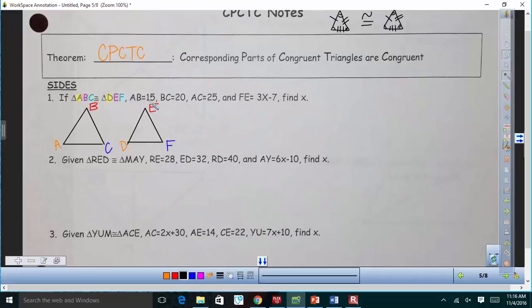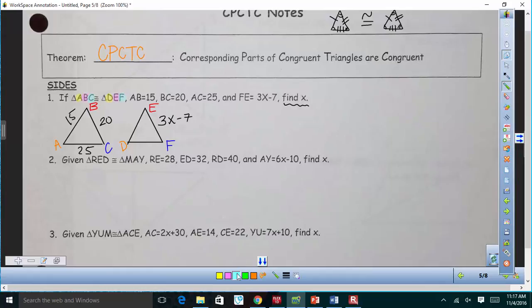So it tells me A to B, this side right here, is 15. It tells me B to C, this side right here, is 20. And A to C, this side right here, is 25. Then it tells me F to E, which is this side in this triangle, is 3x minus 7. And it wants me to find x. So the only side that has x is E to F. So tell me, in the other triangle, what side corresponds with EF?